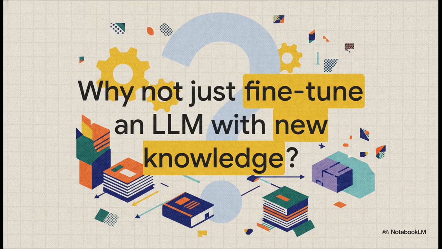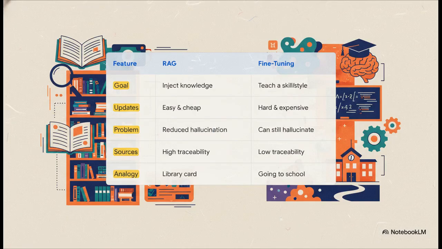It's a totally fair question, and the answer really gets to the core of what these two techniques are actually designed to do. And this table just lays it all out. The biggest difference, the one thing to remember, is the goal. You use RAG to inject factual, up-to-the-minute knowledge. You use fine-tuning to teach the model a new skill or style, like how to answer in perfect JSON format or how to adopt the persona of a pirate. The analogies at the bottom are perfect. RAG is like giving the model a library card so it can look things up. Fine-tuning is like sending the model back to school to fundamentally change how it behaves. They are two different tools for two very different jobs.